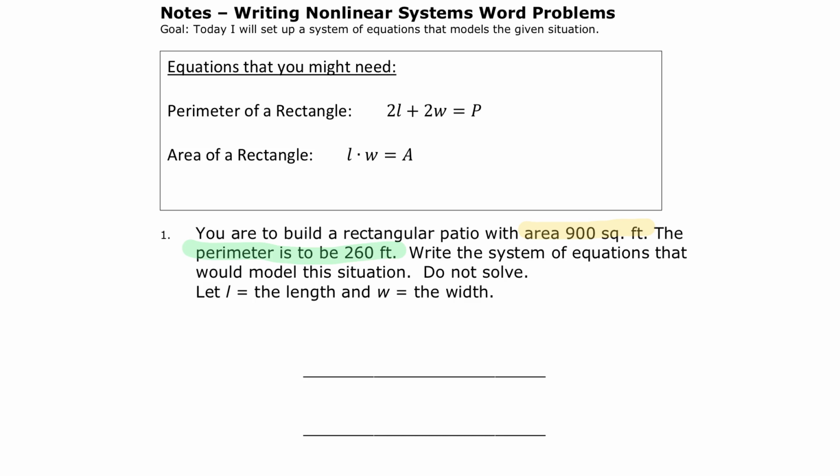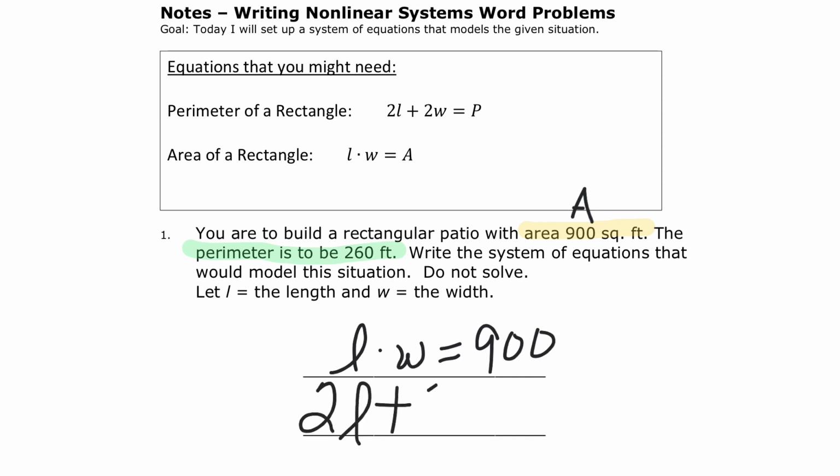Let's use the equations that were given to us. We're going to use the area, which is length times width. So L times W is equal to the area, and we're going to replace A with the 900. There's your first equation. The second equation, which is perimeter, uses 2L plus 2W to equal the perimeter of 260.